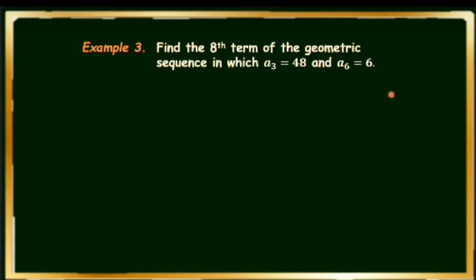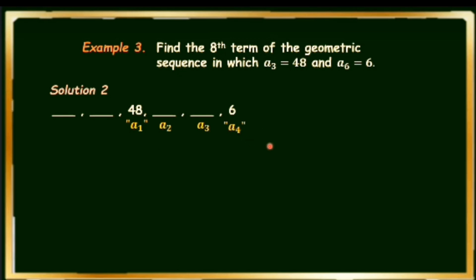Here now is the second solution for the same problem. In this solution, we're going to write 48 as temporarily our first term, so that 6 becomes a sub 4. So temporarily, that is why you see these quotation marks. And since 6 is a sub 4, let's write an equation for a sub 4. A sub 4 equals a sub 1 times r raised to 4 minus 1, or 6 is equal to 48 r cubed.